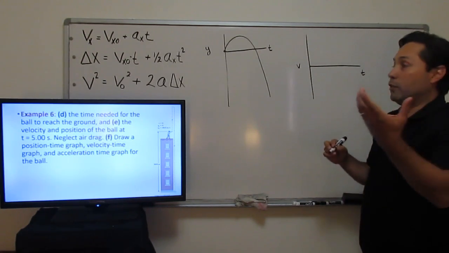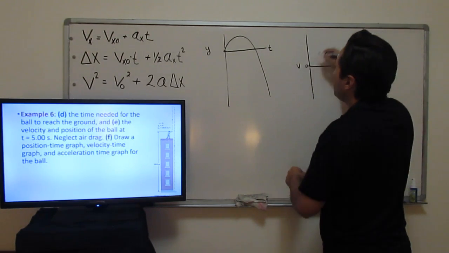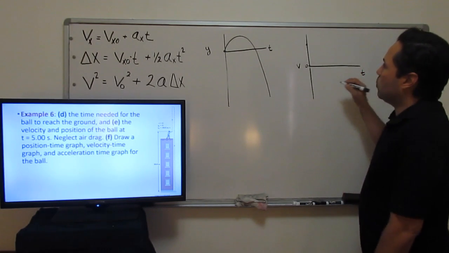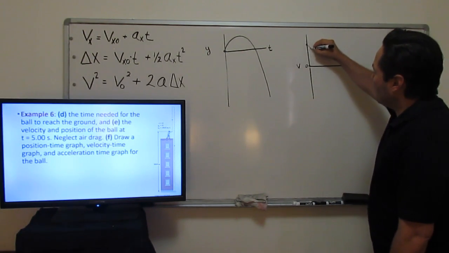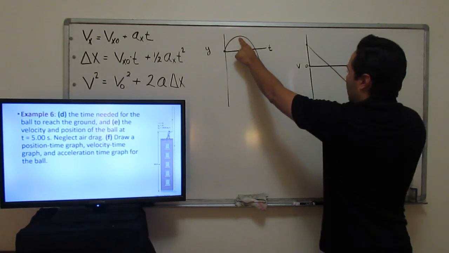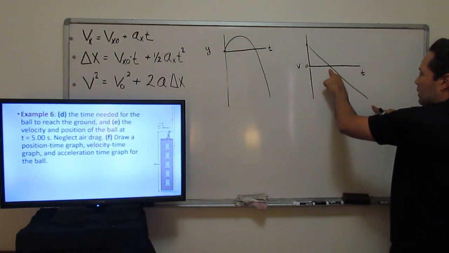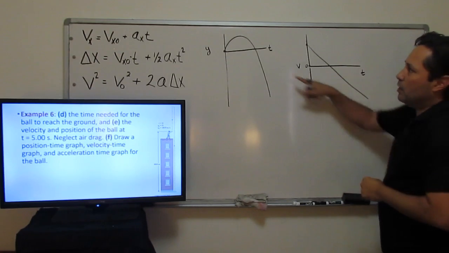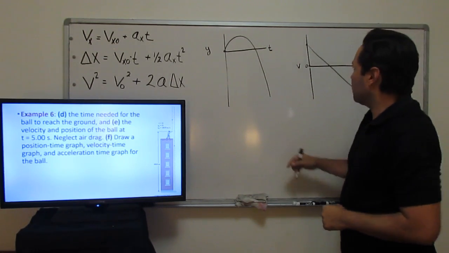It does have an initial velocity of 20, and if this is 0, so we would start somewhere above 0 at 20, and then it would go down to 0. That would be this point right here, and then we'll keep on going down, down, down. Now it's negative, negative, negative, as it's moving downwards.